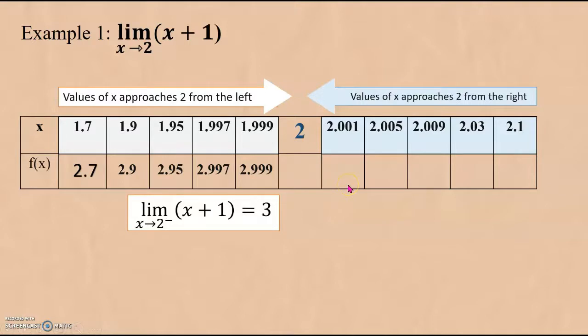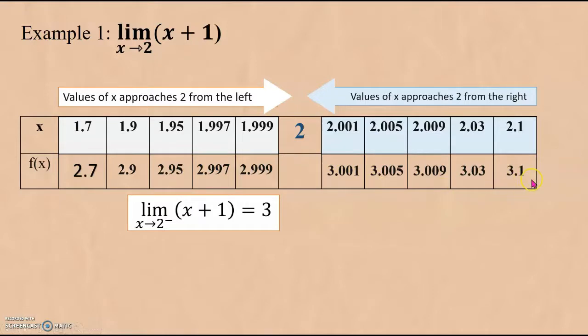Completing the table, when x is 2.1, f of x is 3.1. When x is 2.03, f of x is 3.03. When x is 2.005, f of x is 3.005. And when x is 2.001, f of x is 3.001.